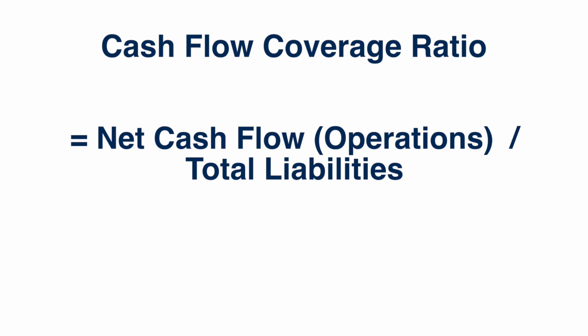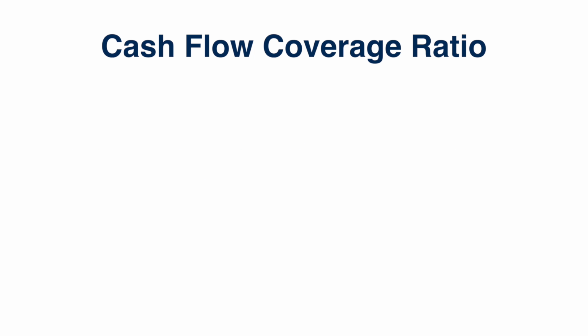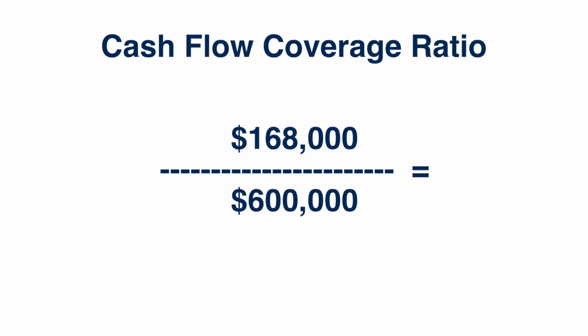divided by total liabilities. From our example, we again use the net cash from operations, which is $168,000. Then this is divided by the total liabilities of $600,000 that we got from our balance sheet. The result of this formula is 0.28, which, if you follow the other ratios, needs to be at least 1.0. But because our result is 0.28, this means that our example business is in danger of defaulting on its debt.